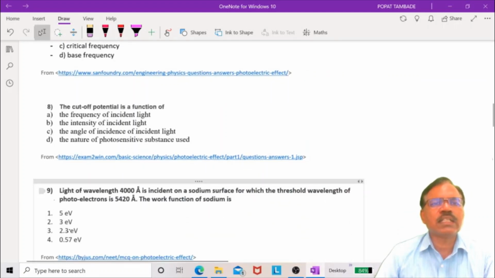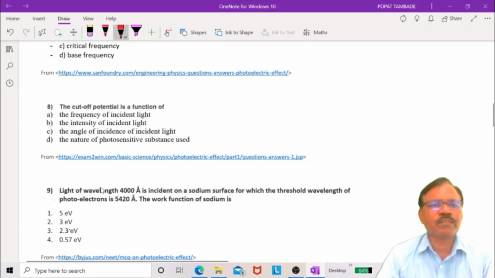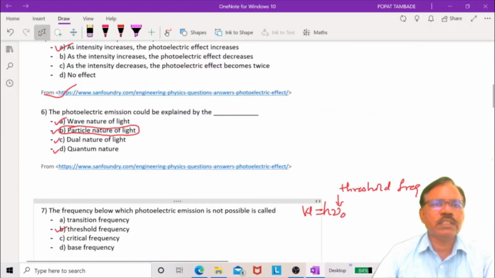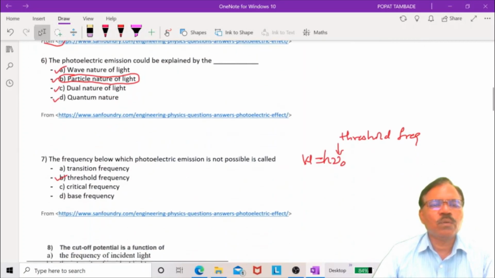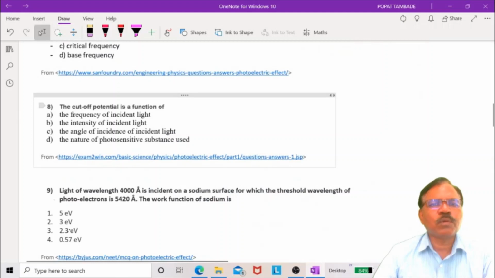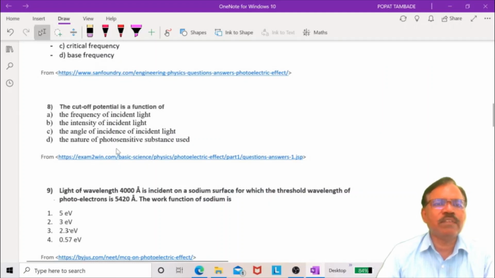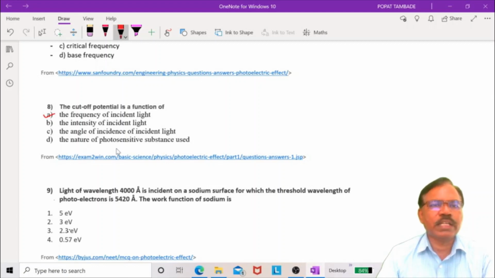Now next one, cutoff potential is a function of. Just as we have seen in the above question, the cutoff potential is a function of frequency of incident light. If frequency is more, cutoff potential is more.